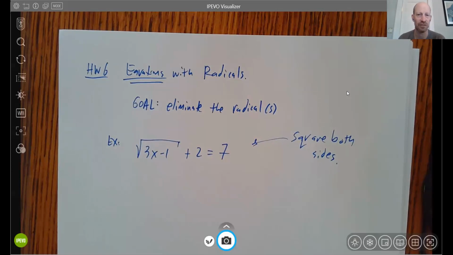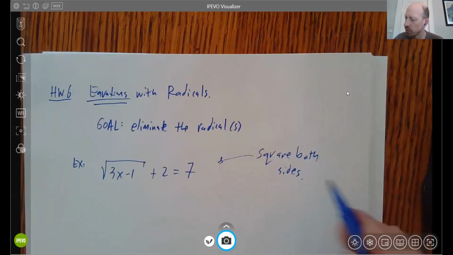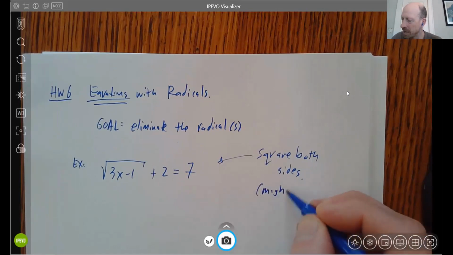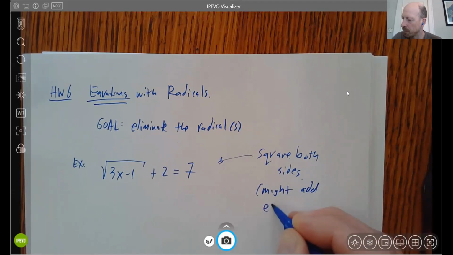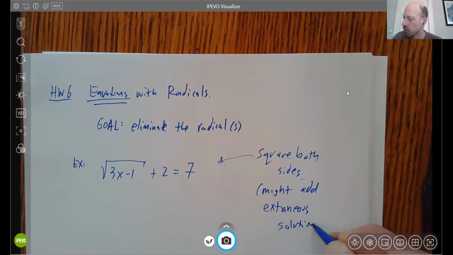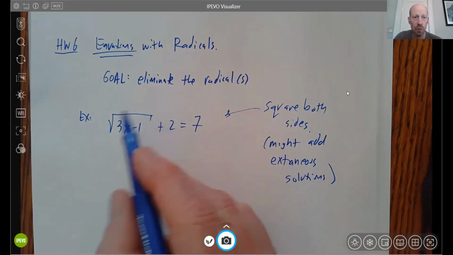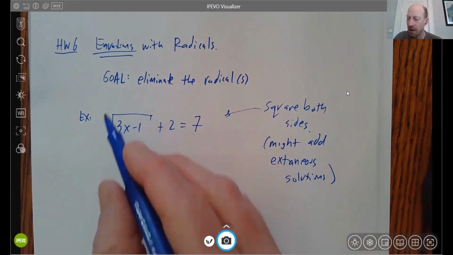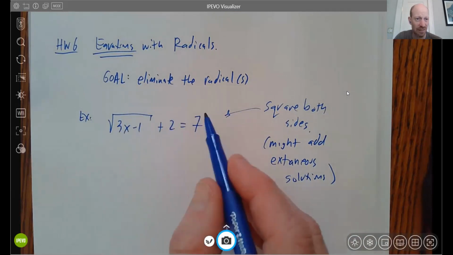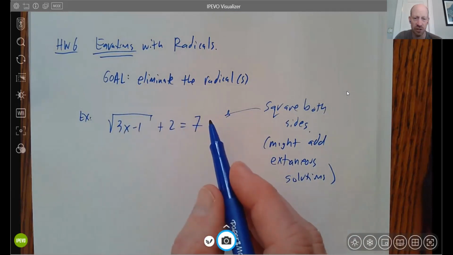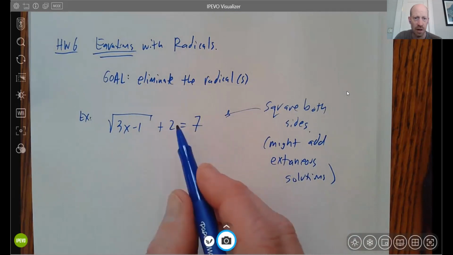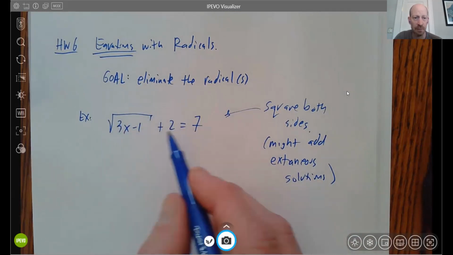They're called extraneous. So when we square both sides, we have to understand that might add extraneous solutions. That's a possibility. Now, the thing to watch out for is that if you square both sides, I don't get to square each piece. That's not algebraically the same thing. That's going to change the equation. What I have to do is square the whole side.